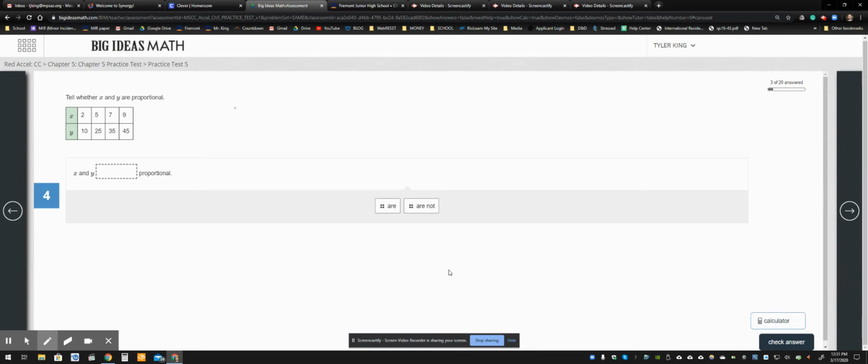Okay, now there's a lot of different ways that we can tell whether or not x and y are proportional. Probably the fastest way with a table is to check to see if there's anything we can multiply x by to get y. That's our proportion equation, right? We have y is equal to k times x, where k is the constant of proportionality.